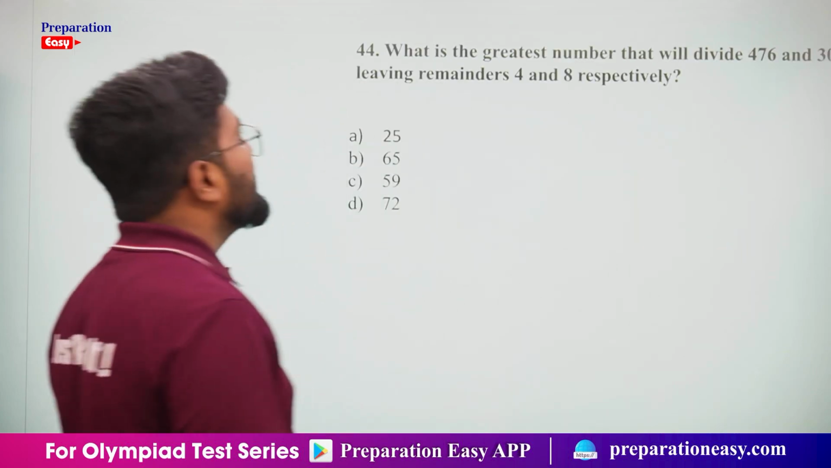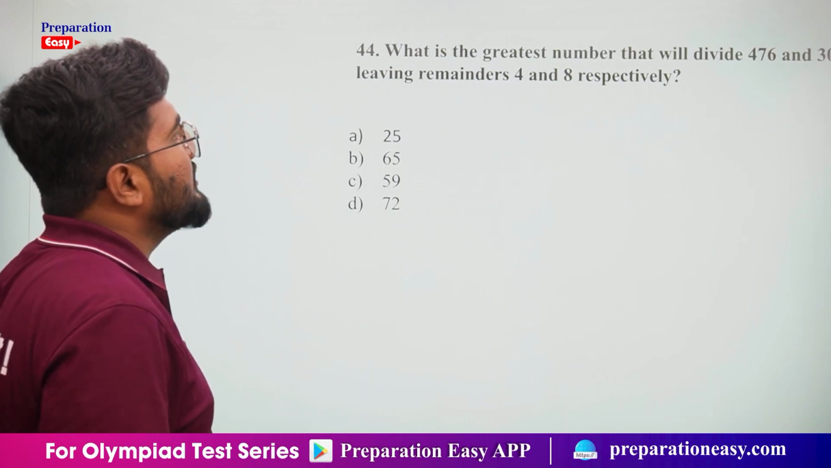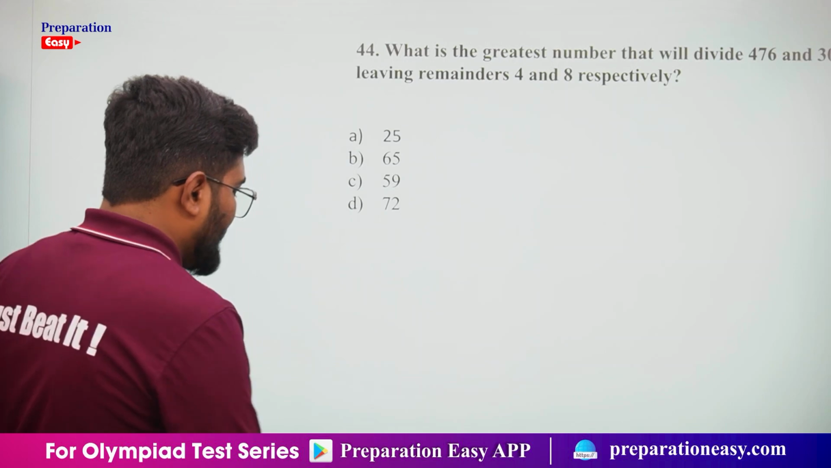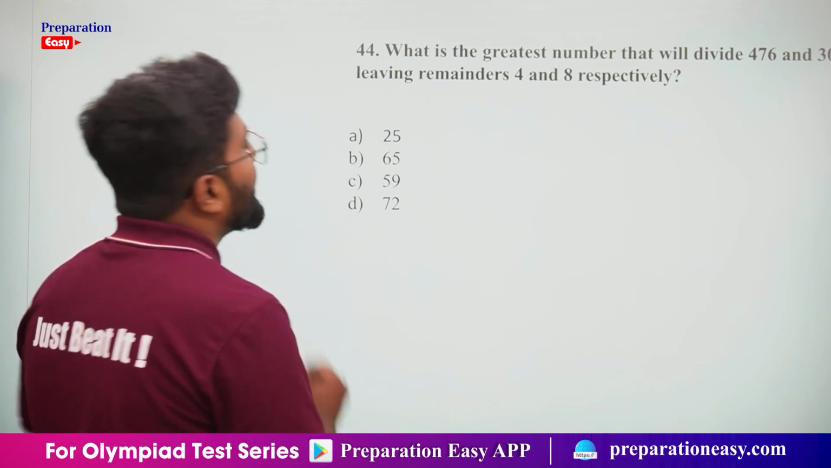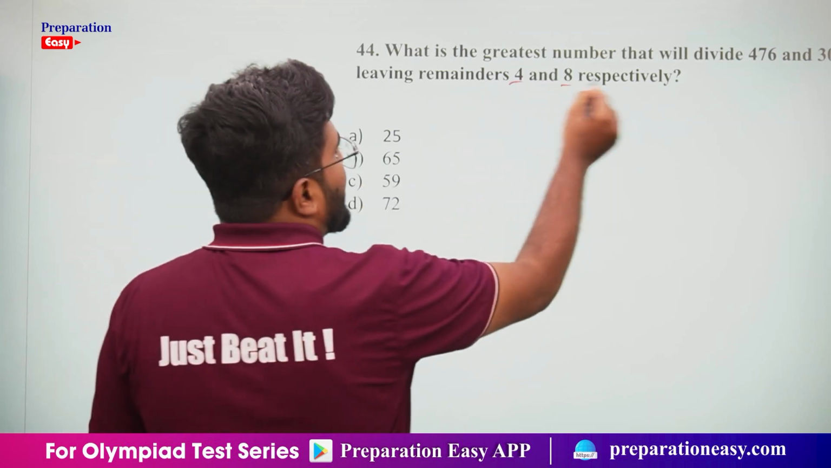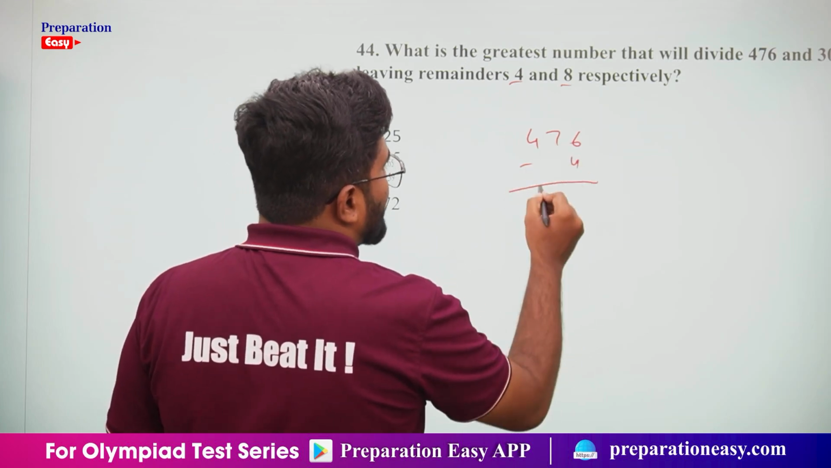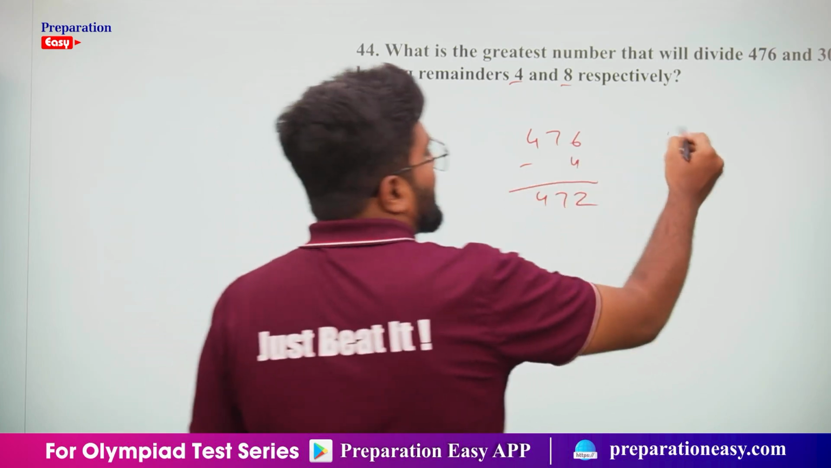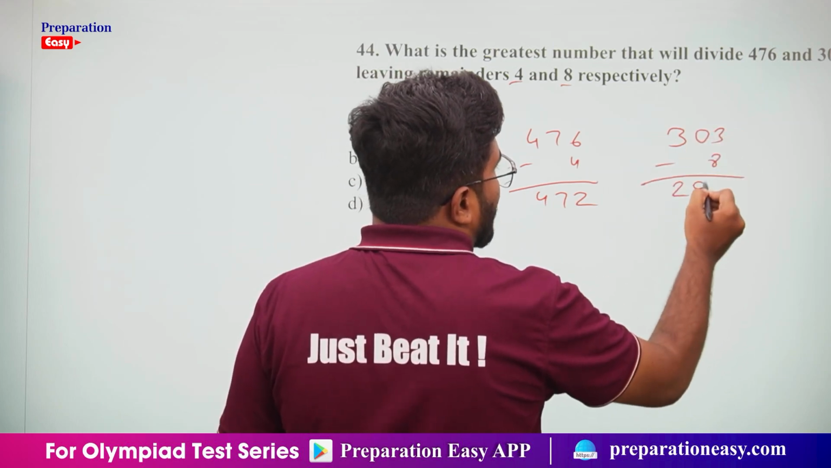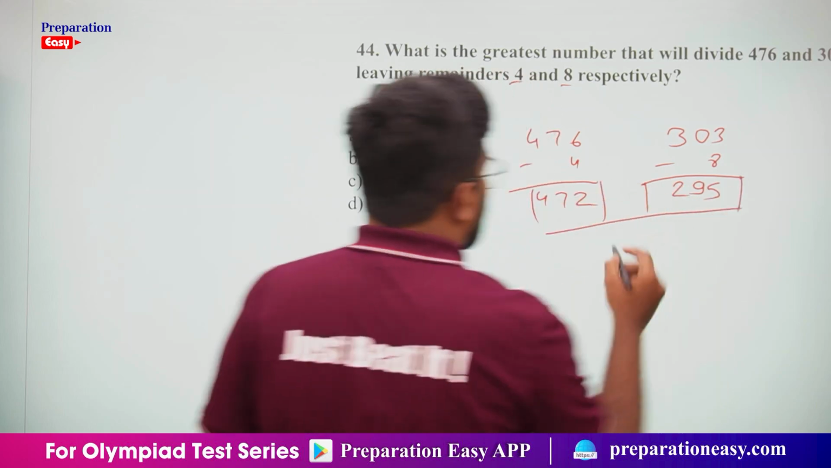Okay, next question. What is the greatest number that will divide 476 and 303, leaving remainders 4 and 8 respectively? So we have to find here the HCF of 476 and 303, but the remainders are 4 and 8 respectively. That means 476 minus 4, that is 472, and 303 minus 8, that is 295. So we have to find it for these two numbers.